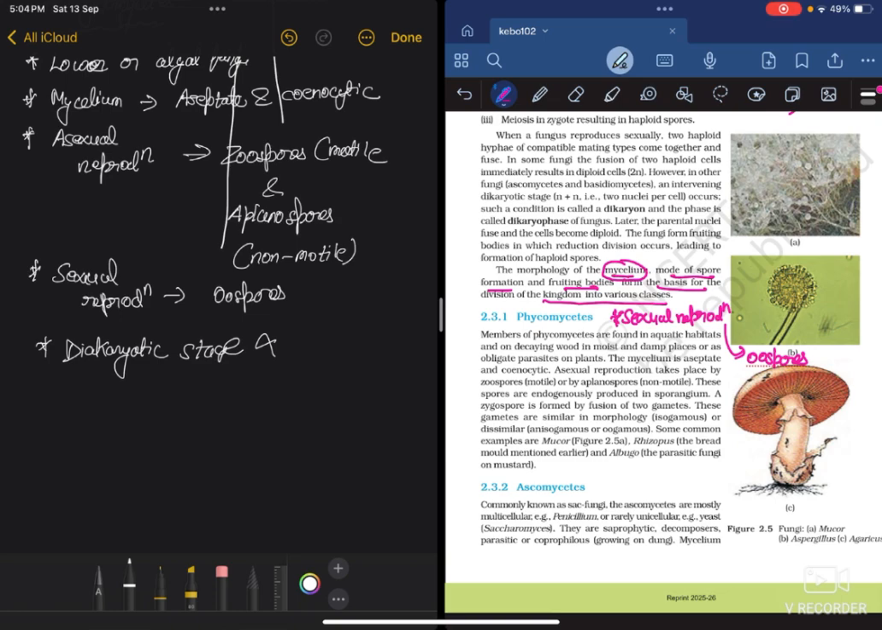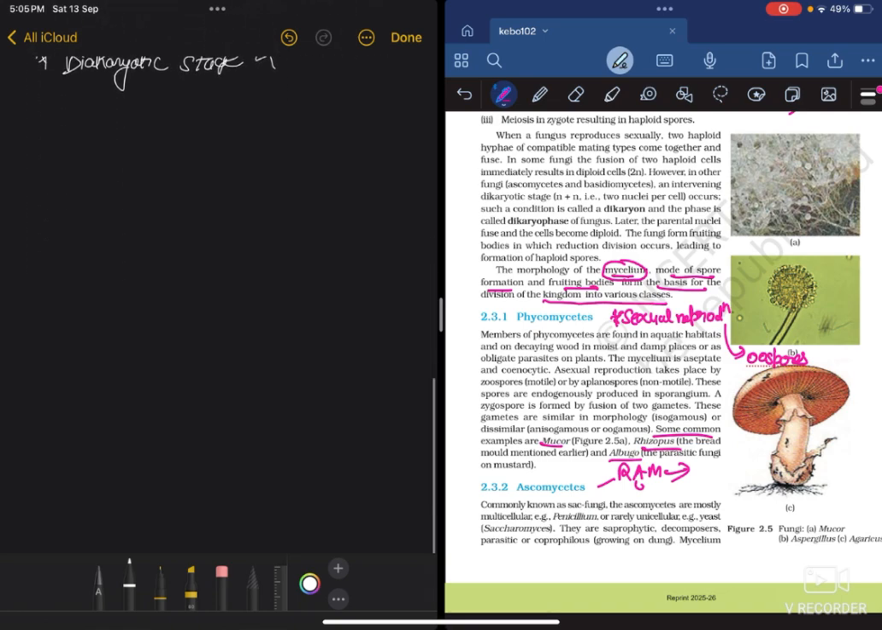Now examples are very important. Some common examples are Mucor, Rhizopus, and Albugo. You can remember this by using a mnemonic, Ram: Rhizopus, Albugo, and Mucor. Rhizopus is bread mold, as you know. Albugo is a parasitic fungus on mustard. So Phycomycetes is over with this.